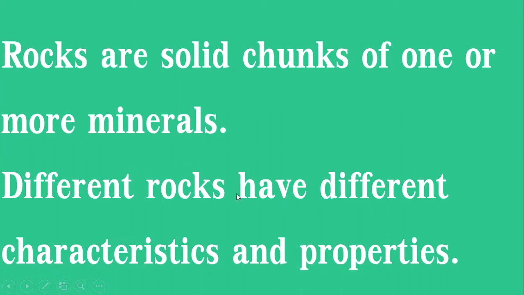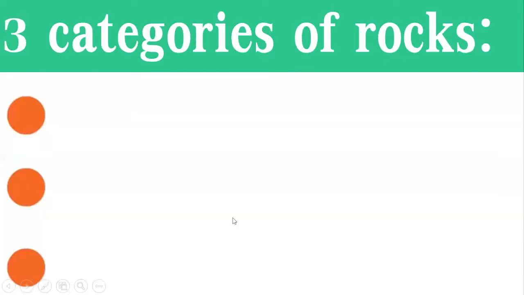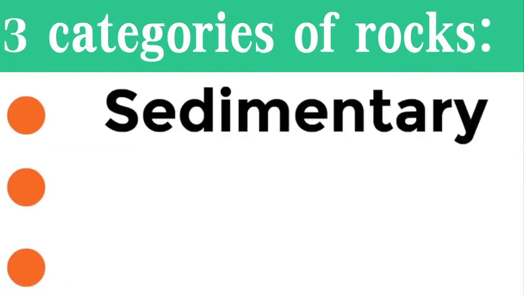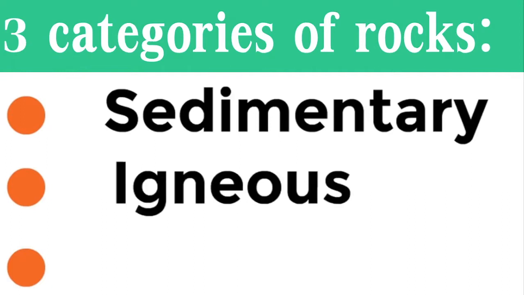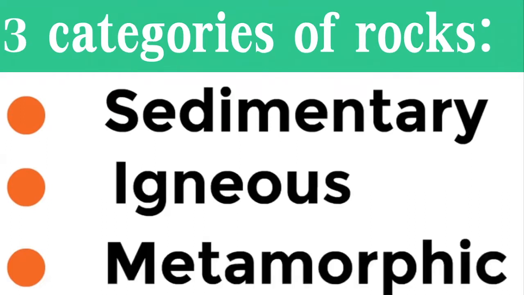All right? Different rocks have different characteristics and properties. Repeat after me. Different rocks have different characteristics and properties. All right? We discovered three categories of rocks. First one, sedimentary. Repeat after me. Sedimentary, igneous, and metamorphic.